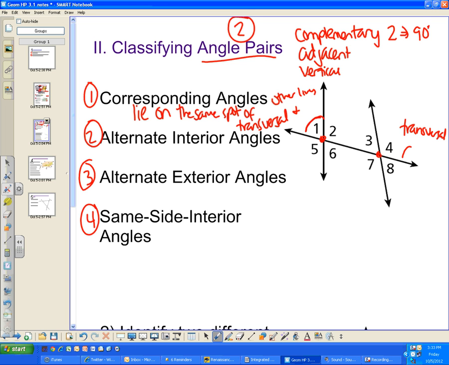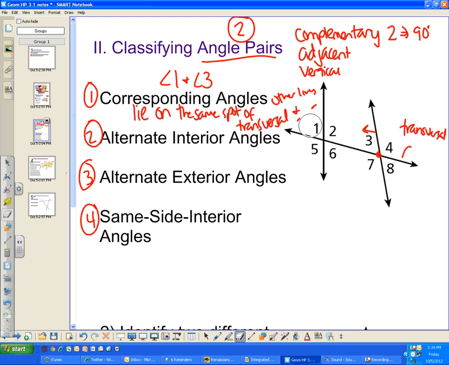Remember, we're just talking about 2 angles, since pair means 2. Here's angle 1. A corresponding angle lies in the same spot of the transversal and of this other line. Notice angle 1 is above the transversal, so the other angle has to be above the transversal and on the same side of this other line, to the left of the line. So angle 1 and angle 3 are corresponding angles. They're in the same spot.